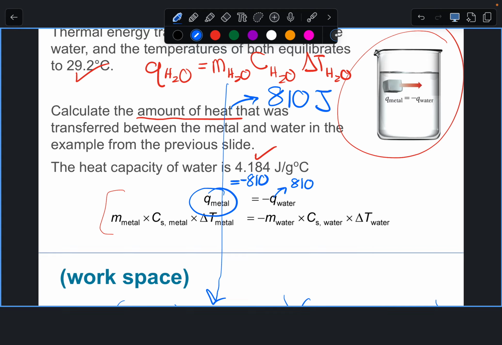So the key takeaway here is this relation, not only the calculation, but this relationship between two substances, a system and surroundings. They're going to have the same amount of energy. It's just the sign is going to be different. One's absorbing, one's releasing.